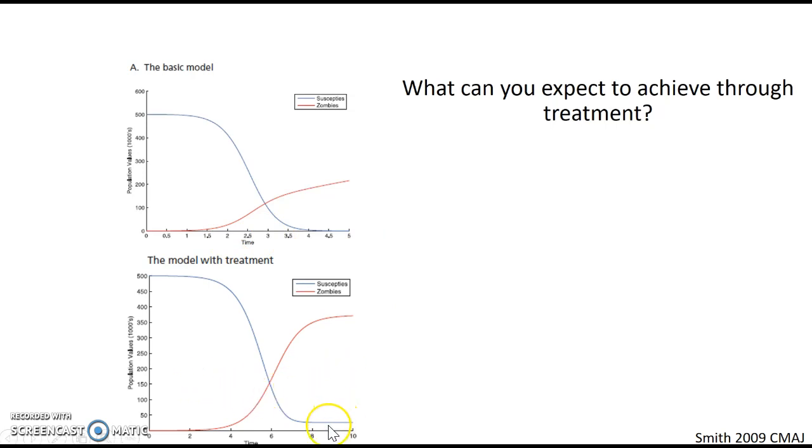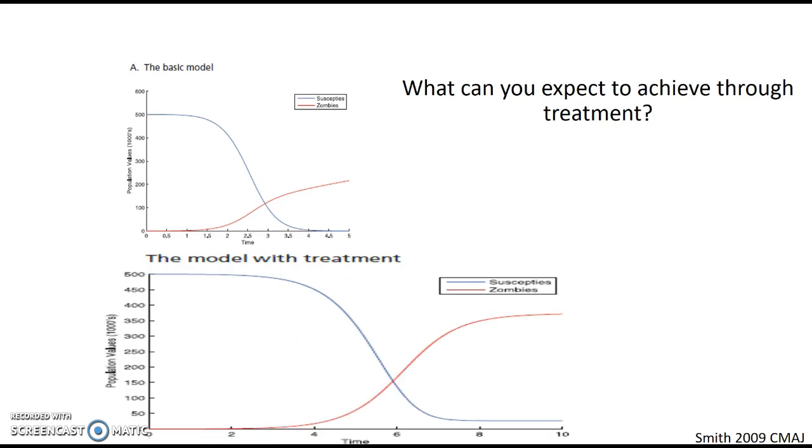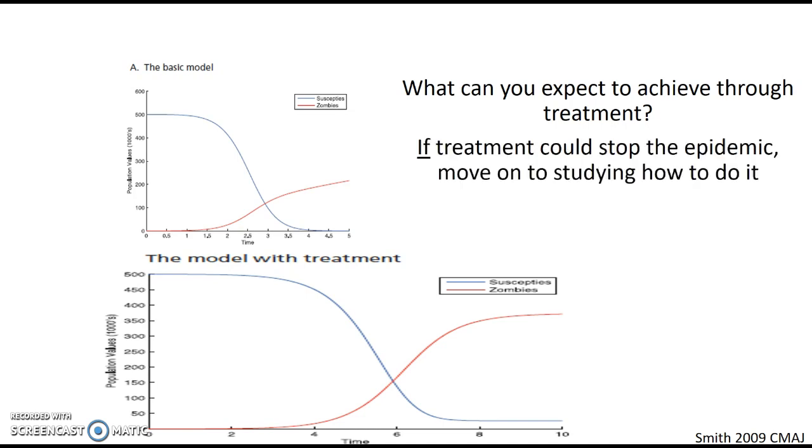The main thing is that we end up with some people that are alive at the end of this. But it's important to note that the x-axes are not the same. And if you stretch them out to be at least similar, then we have a longer period of time in which to identify the cause of this outbreak and start to combat it. And that's a really useful thing. Time is going to be of the essence in a zombie outbreak. So if you identify that treatment could stop the epidemic, you need to move on to studying how to do it.